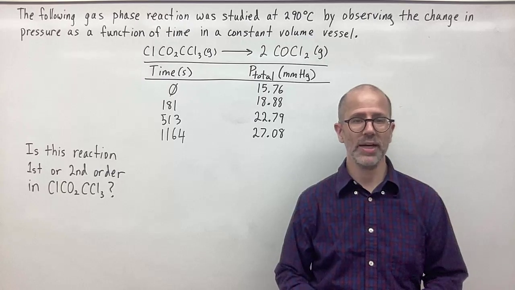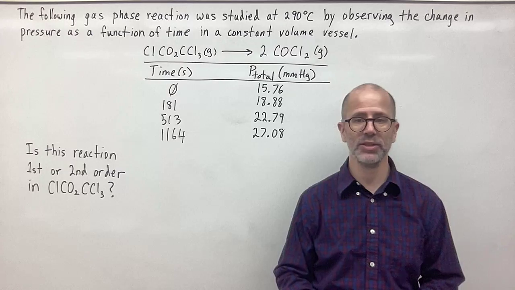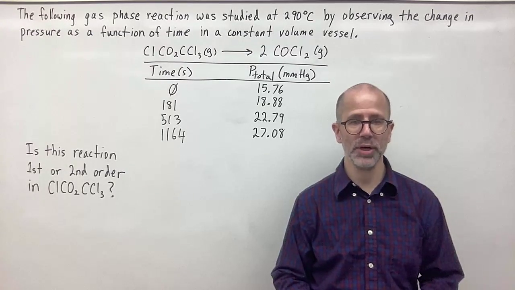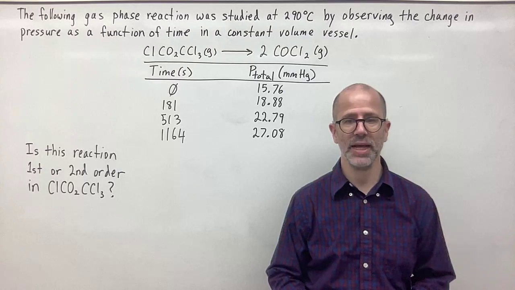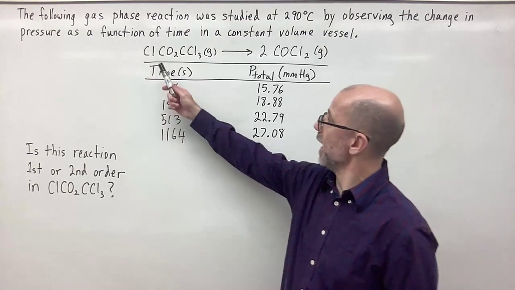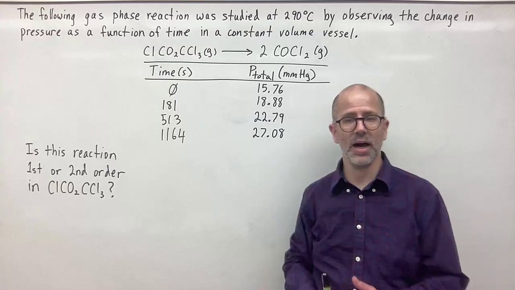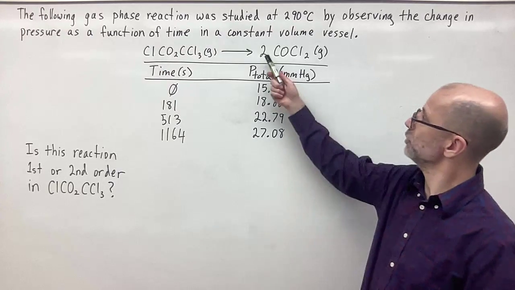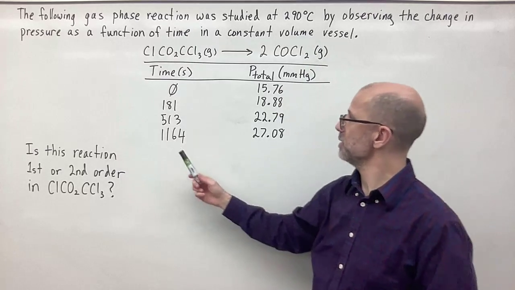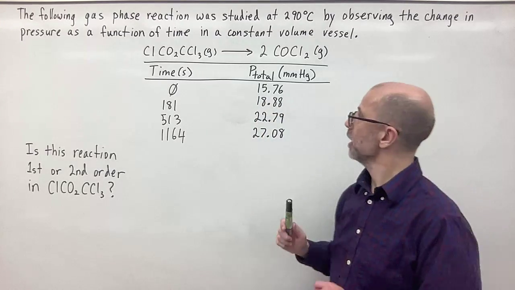In this problem, we're given the following gas phase reaction that was studied at 290 degrees Celsius by observing the change in pressure as a function of time in a constant volume vessel. And here's the data that they're giving us. Here's the reaction. We have this reactant, and basically it's undergoing a decomposition reaction into 2COCl2 gas. And they're giving us times and total pressure, and this is going to be important to keep in mind.